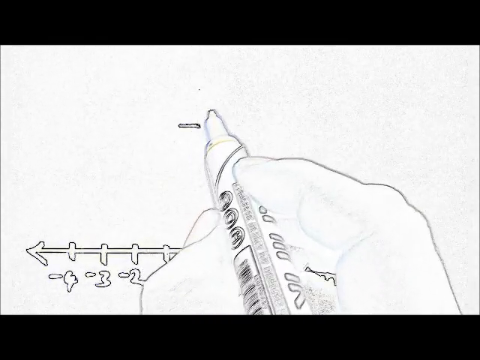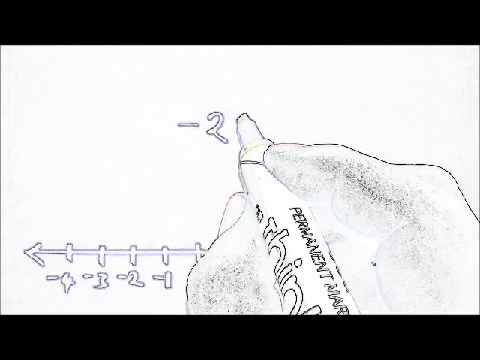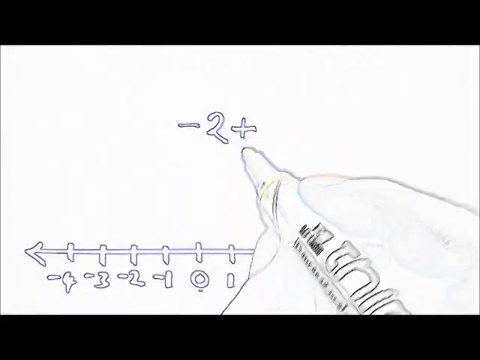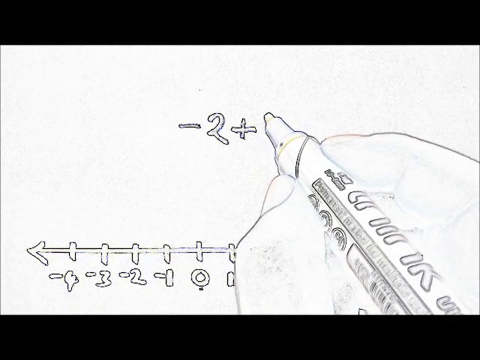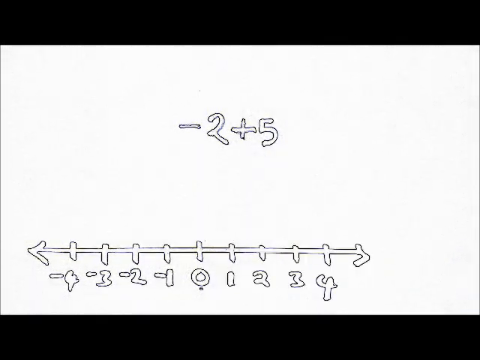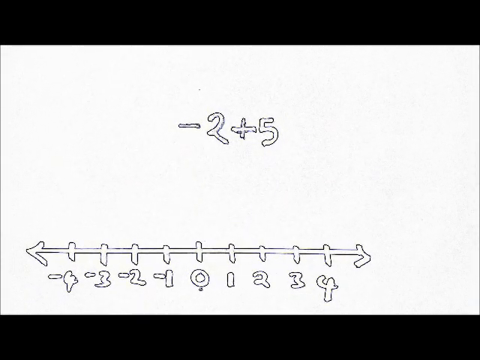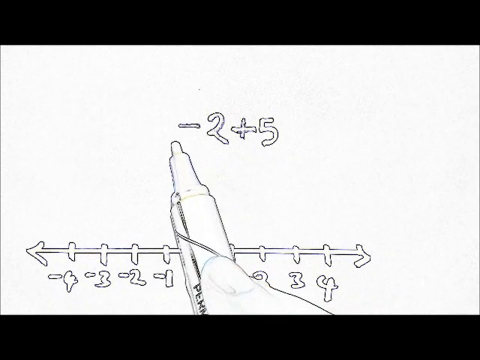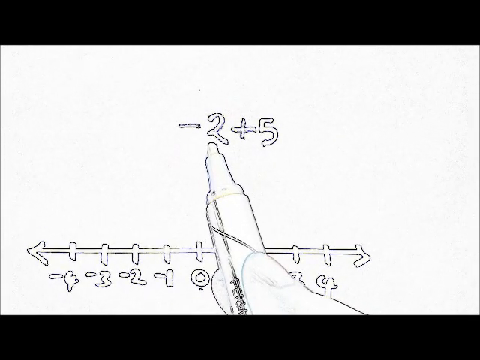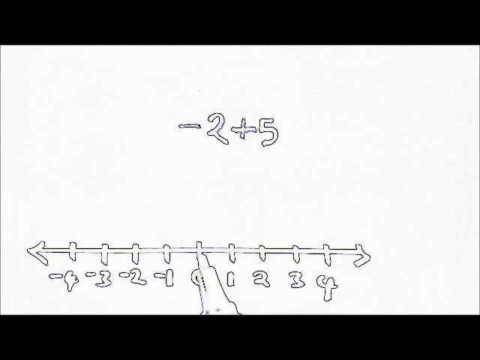Questions like minus 2 plus 5, for example. So how do we find an answer to such a question? So like we did with the other number line, we shall do the same here. We start with the first number, minus 2. What this means is, start from 0 and take 2 steps backwards.